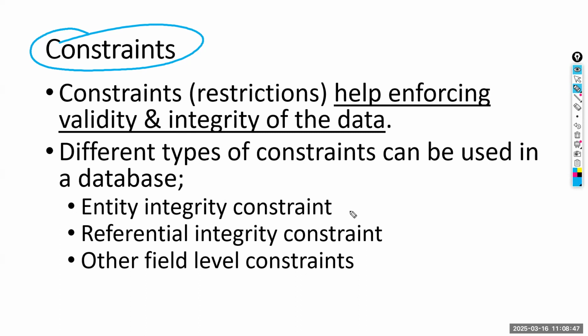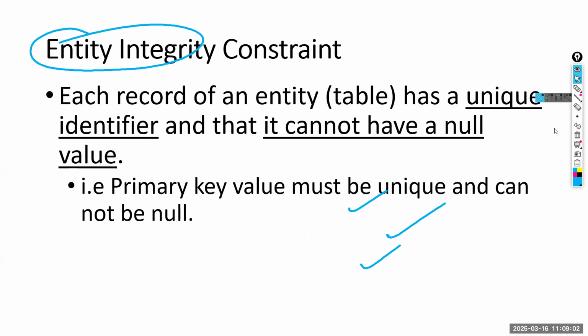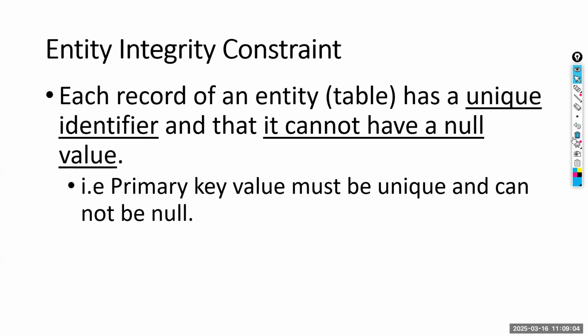So we will look at three constraints: entity integrity constraint, referential integrity constraint, and other field level constraints. This is one classification, the most widely used classification. Let's take one by one. So entity integrity constraint, you don't need to enforce it. When you select a primary key, this constraint is already implemented by your database.